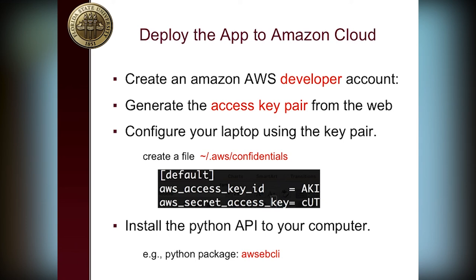There is a key pair: a public one, the access key ID, and a secret one. So this is the key pair you get as an Amazon developer, not as an Amazon shopper, okay? So where am I going to save this file? I'm going to create a file called confidentials inside my home directory. There is a hidden directory called .aws. There I have a file called this. I only show you the three letters because these are actually the real ones.